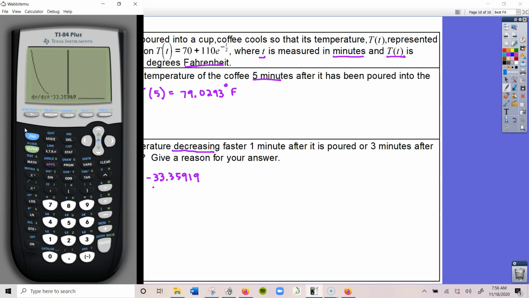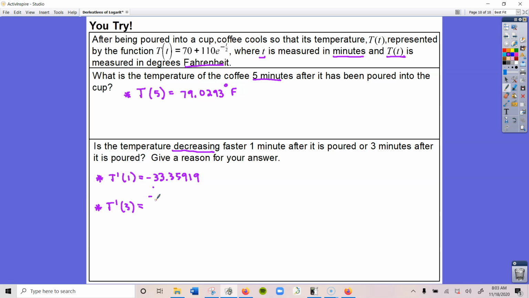Now we're going to do the same thing, but for 3. So I'm going to go back to my menu, click on derivative, enter 3, and I get negative 12.27216. So I'm going to write that down. That means that T prime of 3 is equal to negative 12.2721. Is that right? Let me go back. Yes.